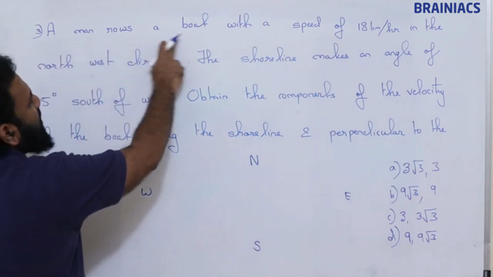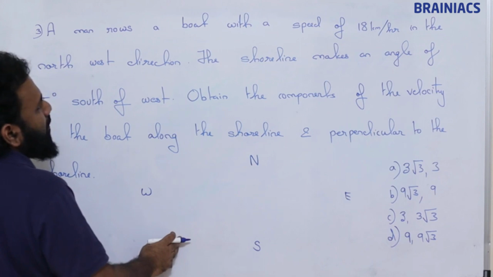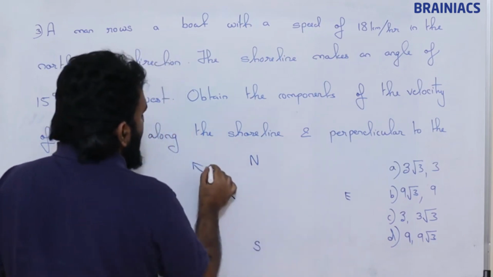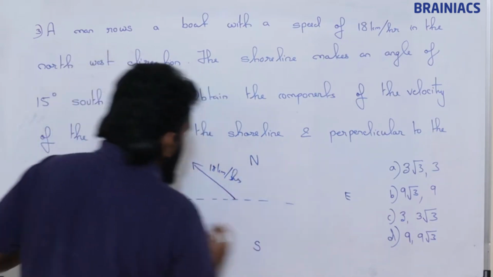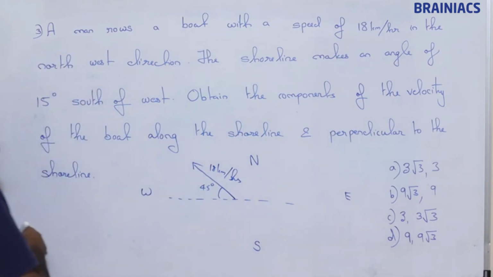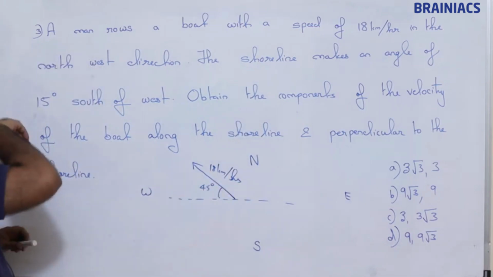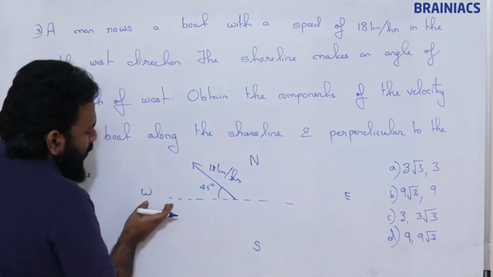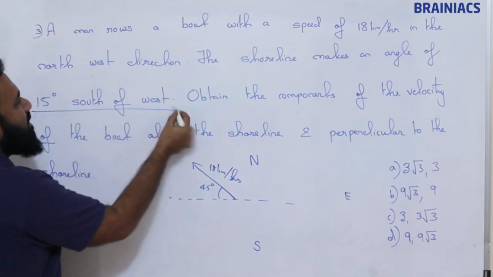Now, a man rows a boat with a speed of 18 km per hour in the northwest direction. So he is rowing the boat in the northwest direction. This is 18 km per hour. When they say northwest, this is exactly the middle of north and west, so we can make this 45 degrees. Next, the shoreline, that is the bank of the river or whatever it may be, makes an angle of 15 degrees south of west. So from west, 15 degrees toward the south, that is what 15 degrees south of west means.